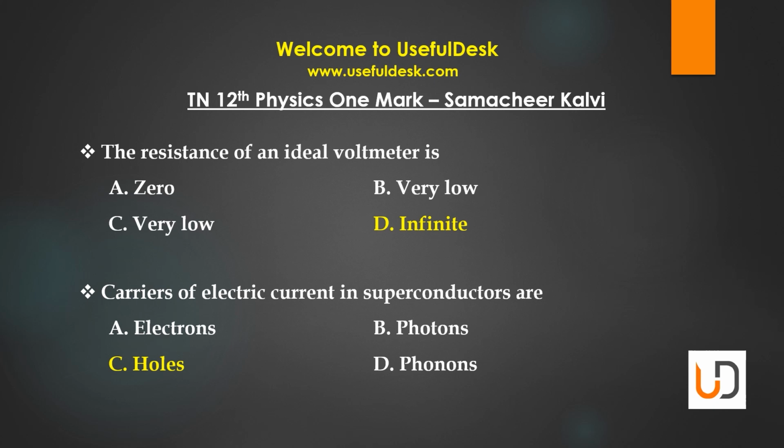The next question is, the resistance of an ideal voltmeter is. The options are 0, very low, infinite. The correct answer is infinite. The next question is, carriers of electric current in superconductors are. The options are electrons, photons, holes, phonons. The correct answer is holes.